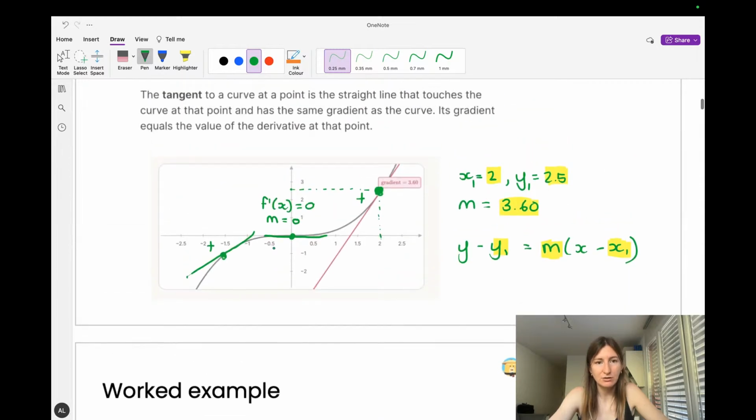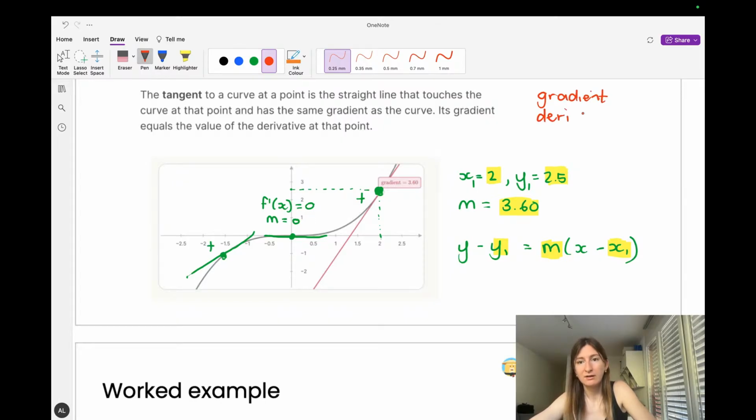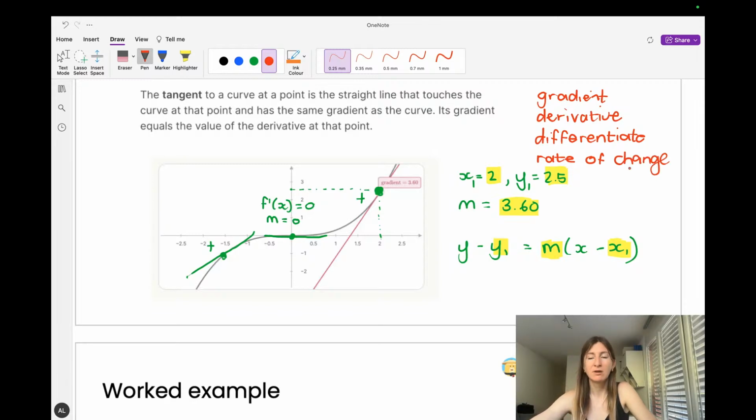And why this relates to derivatives in calculus is because gradient and derivative should be in your head the same word. So whenever you hear find the gradient, I want you to think find the derivative. These words should be equal in your mind: differentiate, gradient, rate of change. If you hear rate of change, students often get scared off by this one. That just means gradient. These are all words that should be the same in your head.